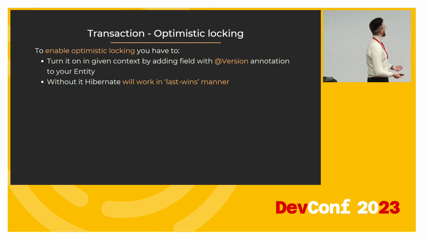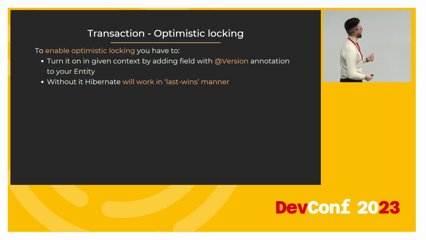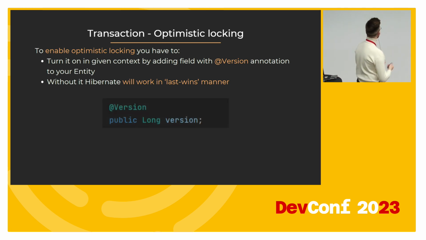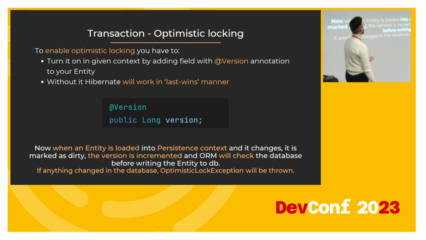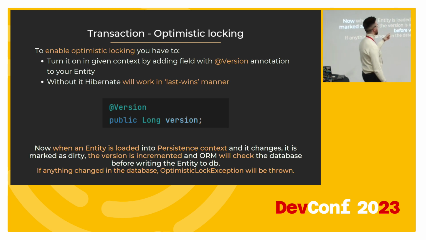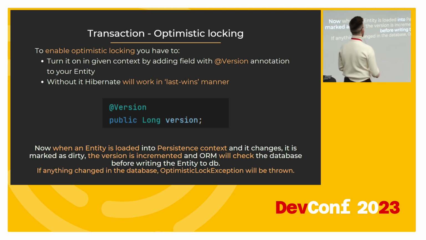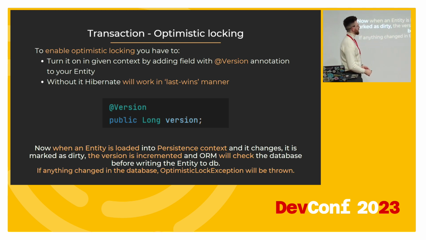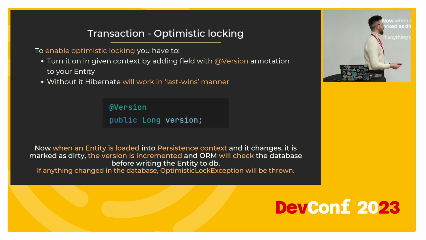So if we have a concurrent environment and we don't have the version, then if I get the data and you get the data, and I push the data and you push the data, you will never know that my update was there. We don't want that. We want to block the second update. That's optimistic locking. It looks like that, very simple. Now, when we have that version, when an entity is loaded into the persistence context, for all the entities in the transaction, the version is incremented once the entity changes, and the ORM will check the database before writing the entity. Very simple mechanism.